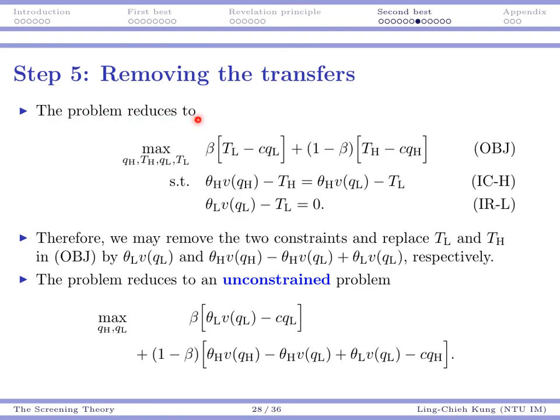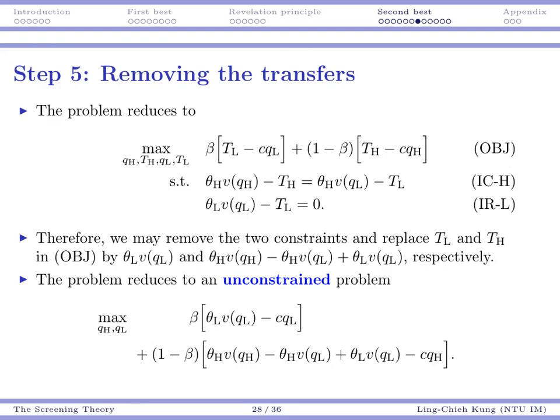So now the problem really becomes this one. One objective function, two equality constraints. When we have an equality constraint, that just means we can remove one variable, because once I know, for example, QL, I know what the value of TL is and so on. Okay, so I'm going to replace TL by theta L times QL, and then I'm going to replace TH by this and this. Okay, so that's my idea.